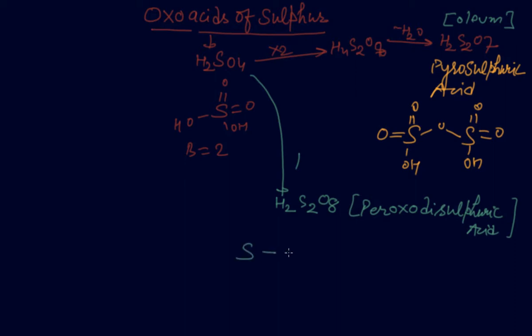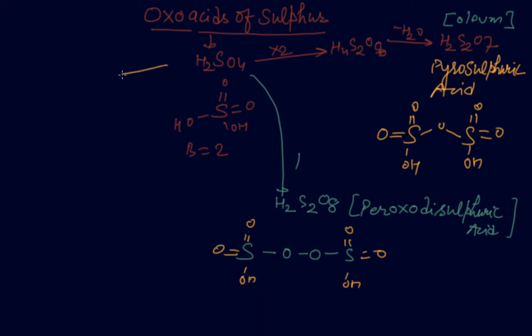2 sulfur with 2 oxygen atoms. The rest of the method is the same. Double bond O, OH, double bond O, OH, and then put here one more oxygen. Here also. This is H2S2O8. 1, 2, 3, 1, 2, 3, 6, and 2, 8.